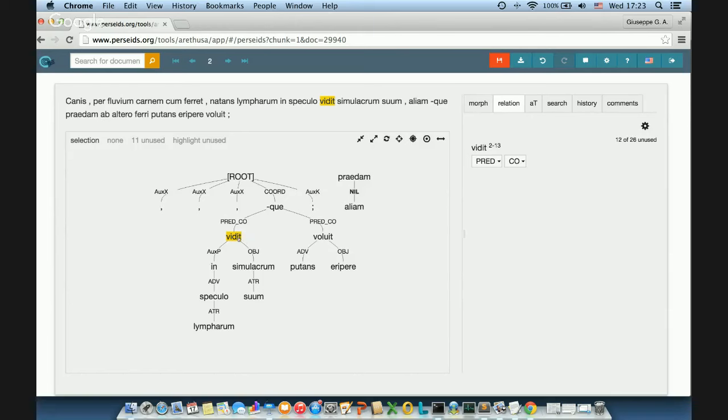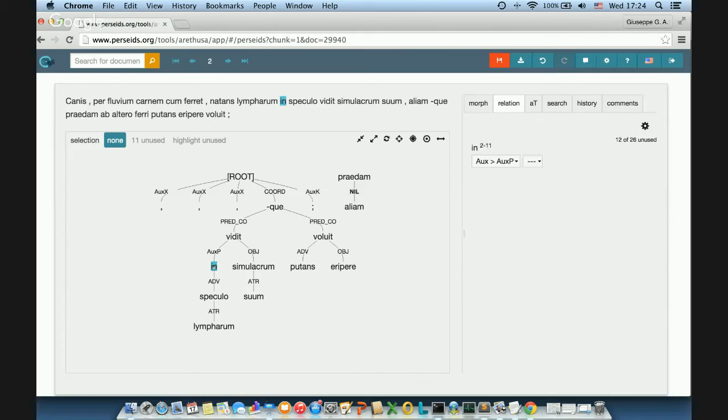So once I annotate the two verbs this way, I can of course go on with the structure related to each verb. For example, vidit, which I translated as saw: the dog saw his image. So image is again the object. Suum is simply an attribute, and we attach it to simulacrum because it is his image, right? And then I attach in the mirror of the water to vidit. How can I do that?